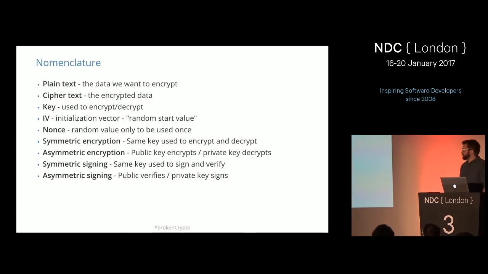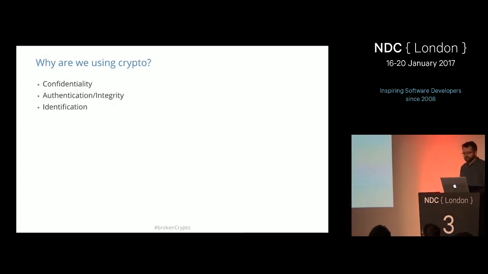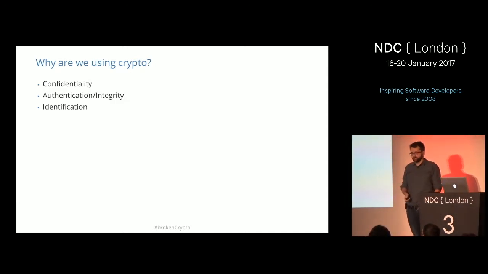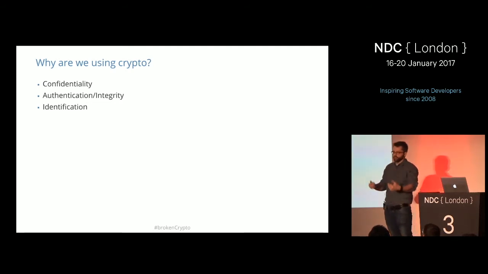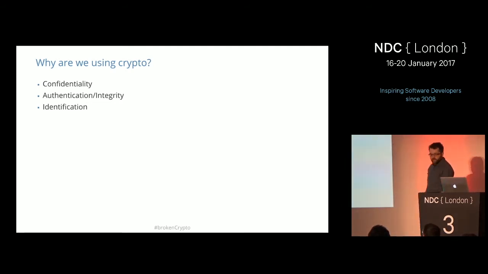So why are we using crypto? Well, there are a couple of things that we want. We might use it because we want confidentiality, so we want to be able to exchange secret messages. We might also want to make sure that data hasn't been changed or can't be changed, and we also often use it for identification. Typically, we sign tokens and pass those around, and those prove that we are who we claim to be.